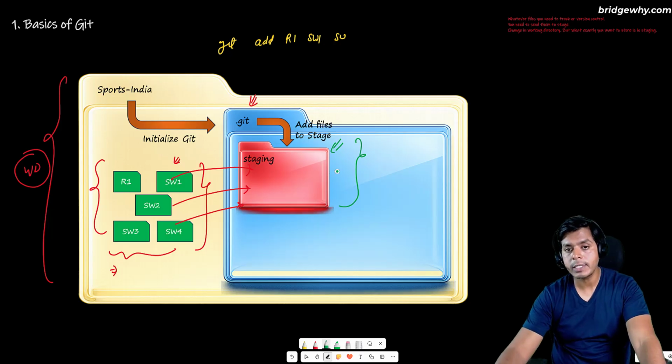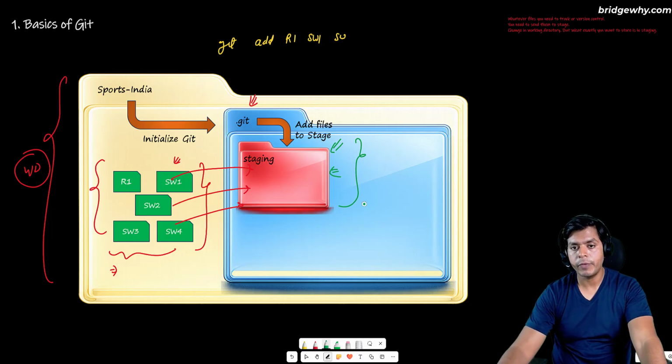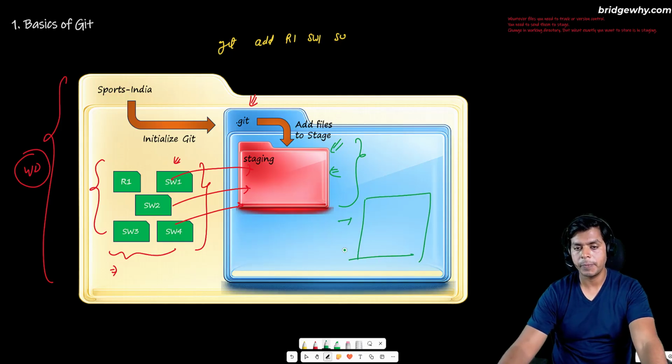And whatever is in the staging area will get stored in another folder, where you will have all your snapshots. One snapshot is known as one commit, which we mentioned.